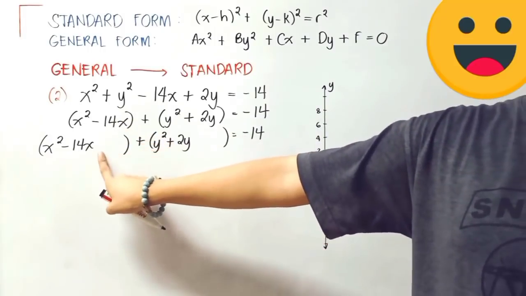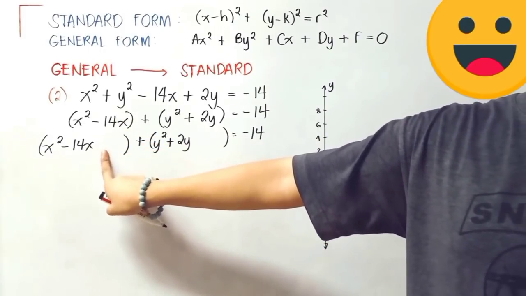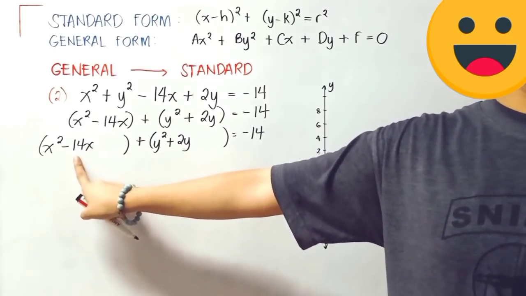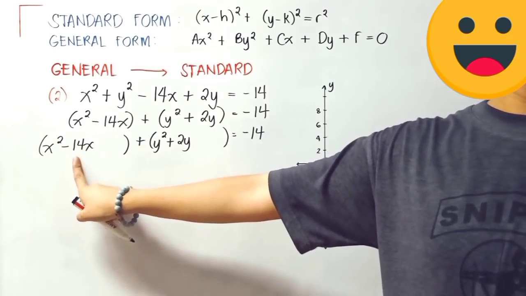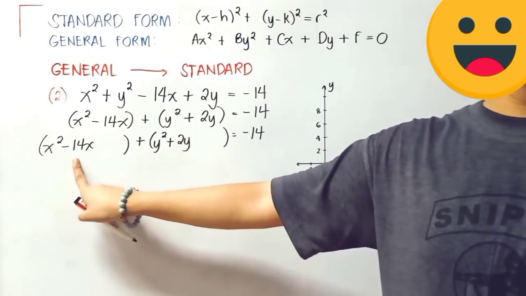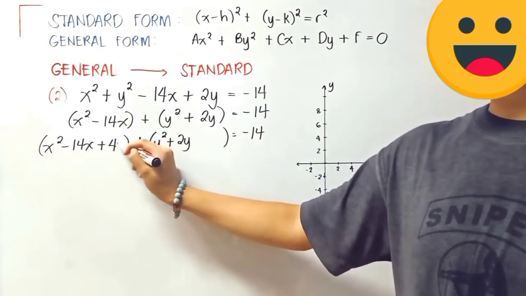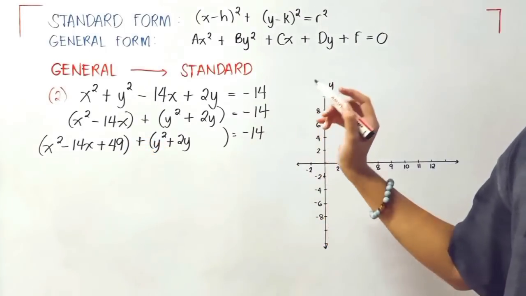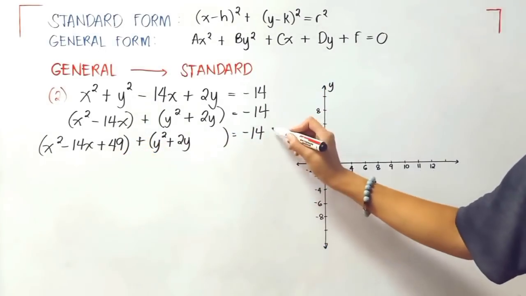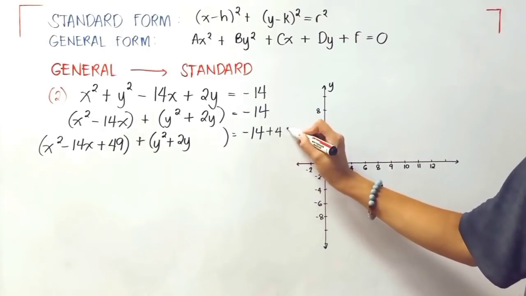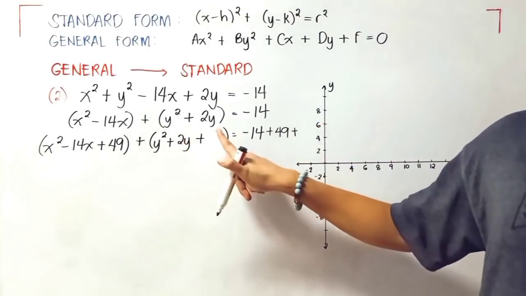Now the appropriate constant here depends on the middle term, negative 14. So negative 14 divided by 2 is negative 7. Square that, and it will give us positive 49. Again, whatever you place on the left side should also be written on the right side. Now let us proceed here.